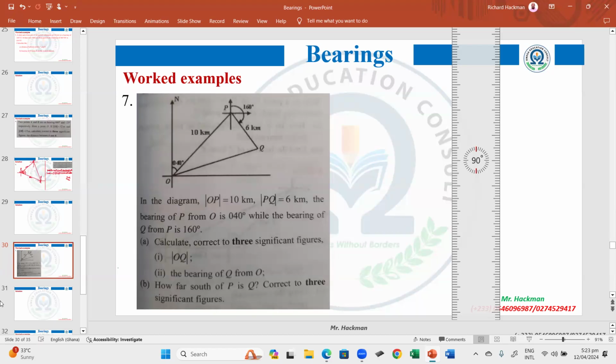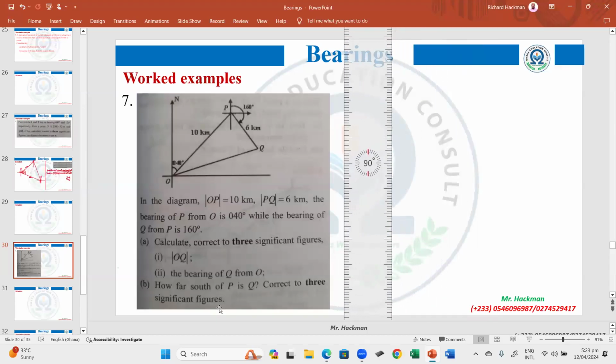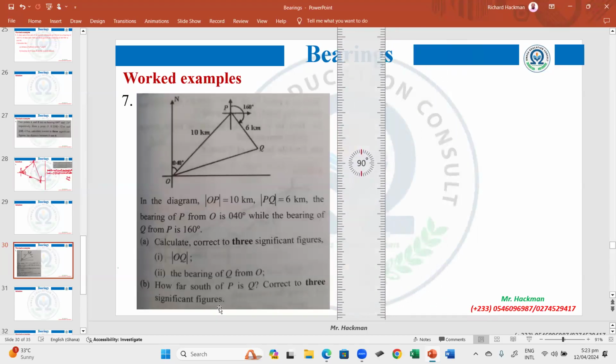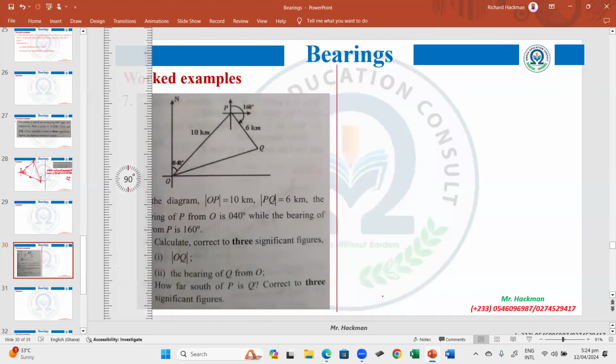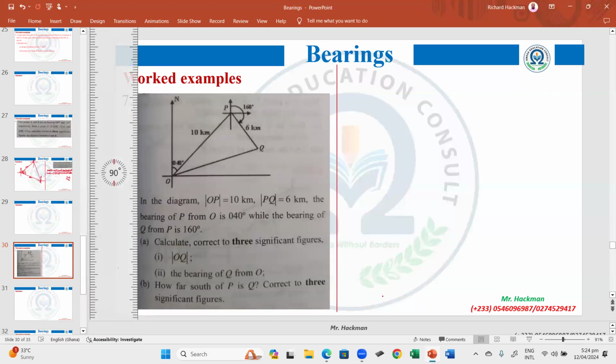We are supposed to calculate correct to 3 significant figures. So we underline that. Anytime you read and you see a required approximation, underline. So first of all, we are doing A(i). This one, I think we can do it here. We are not going to reproduce what we have there. If there are any additions, you can do it there. So I'm going to have this. So let's go and look at it. So I'm looking at A(i).